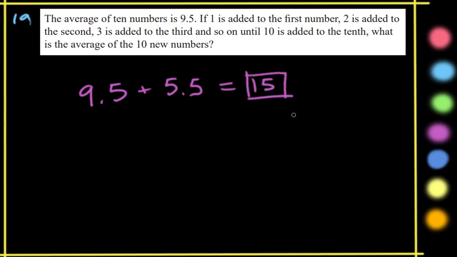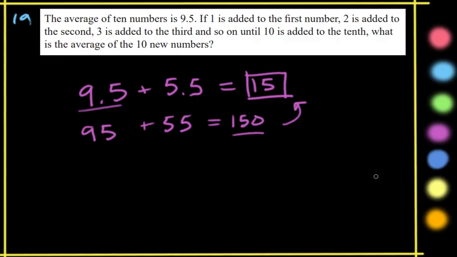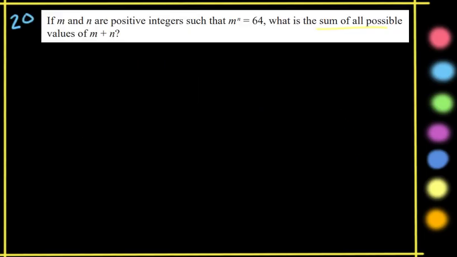Another way to do it would be to think of, okay, if the average is 9.5, that means there's 95 as the sum. And then the sum of the numbers I'm adding is 55, right? And so that's going to give me a 150 for the sum, and then I just have to divide by 10, and that will get me back to the 15 for the average. Okay, let's go on to number 20.